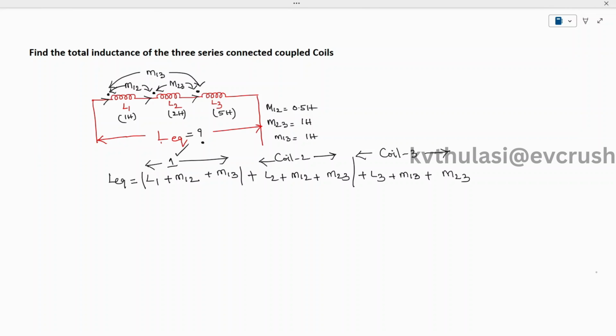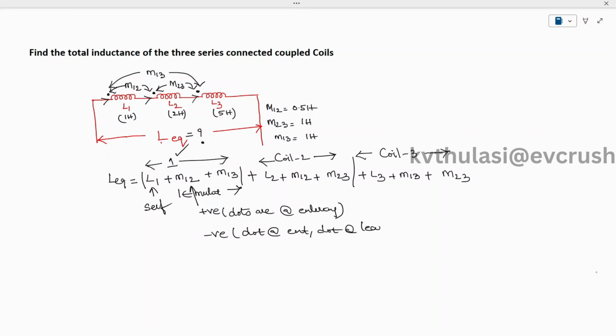The technique of writing is, first we write down the values of self inductance, and then we write down the values of mutual inductance. This mutual inductance value will be positive only when the dots are at entering. If one dot is at entering and the other dot is at leaving, that indicates you have to keep negative polarity. This is how to write down entering of the dot and leaving of the dot.